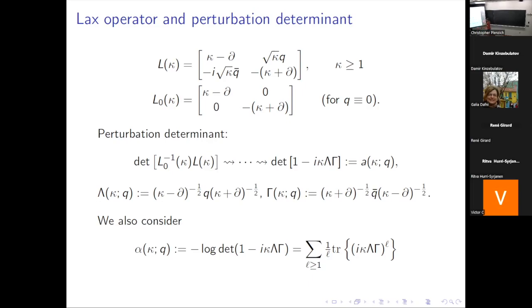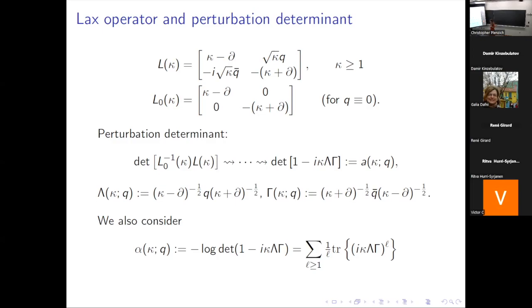And then after some renormalizations, we end up with this object, A, which is a determinant of 1 minus i kappa Lambda Gamma, where the Lambdas and the Gammas are written down here. On top of that, we're going to consider, yes? Sorry, is capital Lambda Gamma one thing, or a product of two things? A product, of Lambda and Gamma. And I guess each of them is Hilbert-Schmidt, at least? Yes.